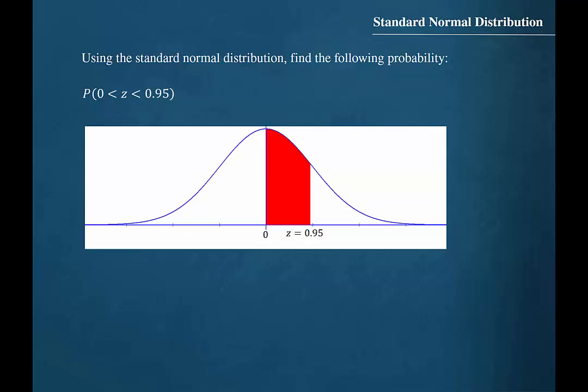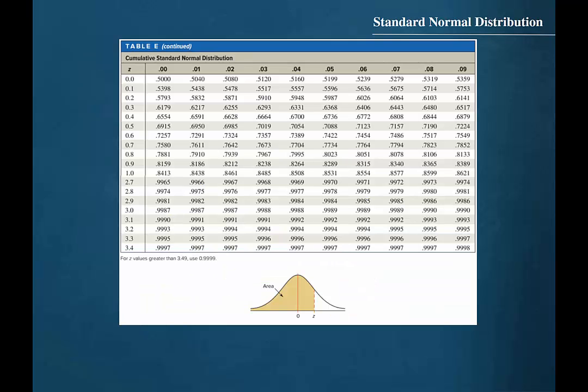This can also be described as finding the area under the normal curve between the mean and 0.95 standard deviations to the right of the mean. The cumulative standard normal distribution table gives us probabilities associated with z-scores. We are looking for the probability associated with the z-score 0.95.